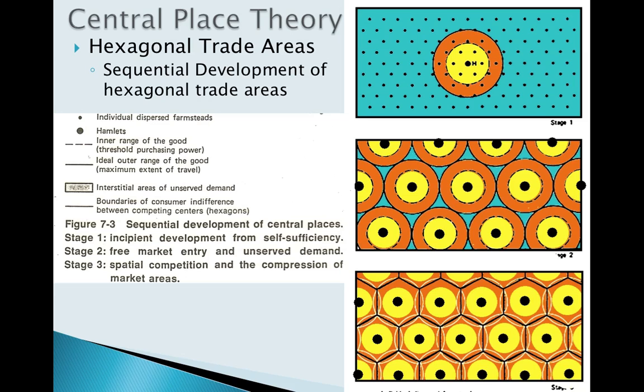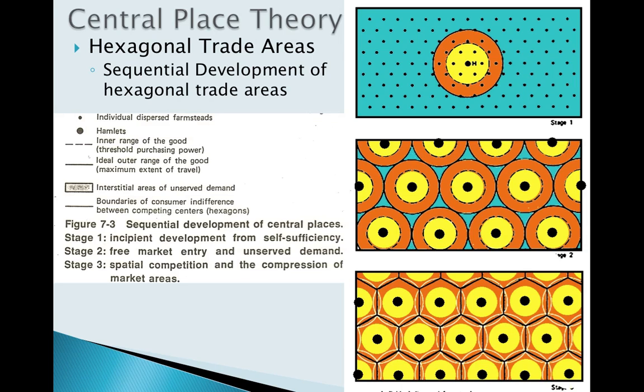That hamlet is the larger circle at the middle of the top diagram. The yellow shows you the inner range, the threshold purchasing power that is needed to sustain that hamlet and the kinds of goods and services that are offered there. The orange ring around the yellow, it's encased in the solid line, the solid circle, is the ideal outer range of the good, meaning that the farmers who live outside of that circle are not willing to travel to that hamlet to consume those goods or services.